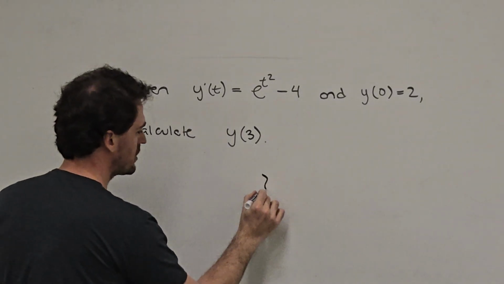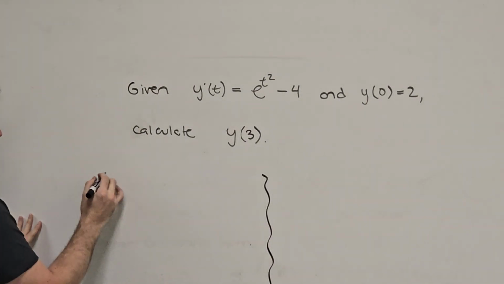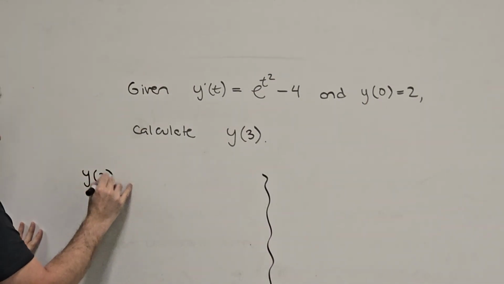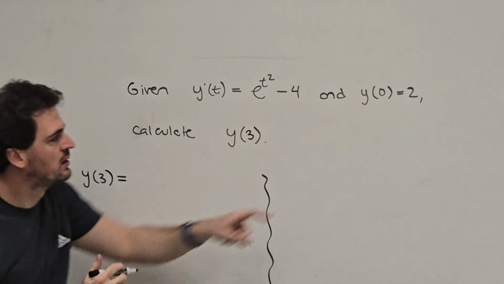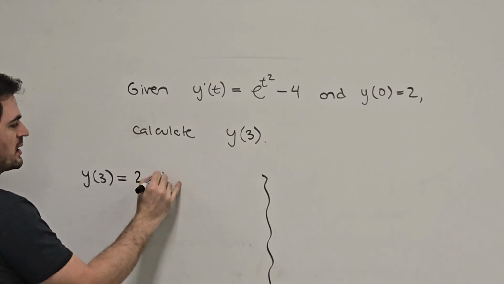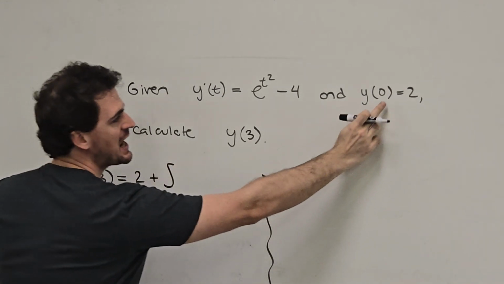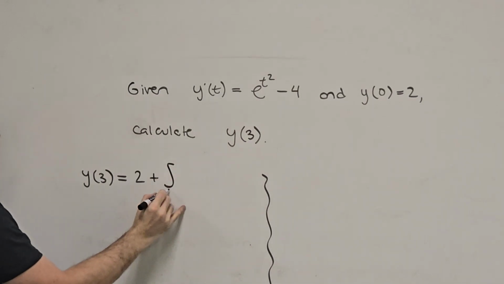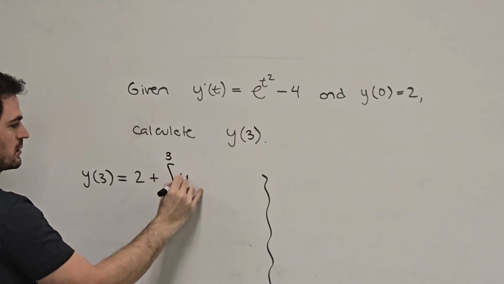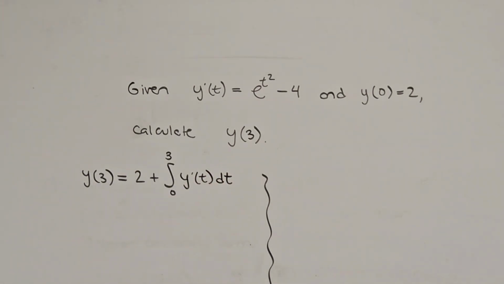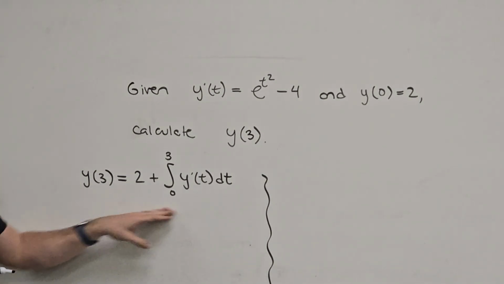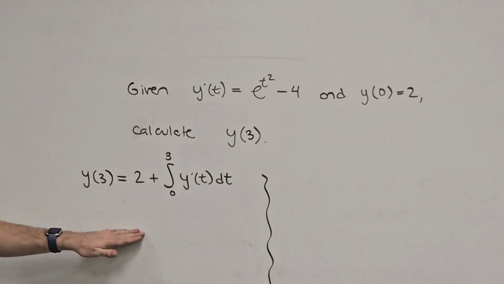So two schools of thought here. I'm going to think that y of 3 is going to be wherever I started plus how much did I change from t equals 0 to t equals 3. You think back to Calc 1, I'm like, okay, that's right. The idea of the definite integral was it represented net change. So if I want to show how much I've changed, that's your definite integral from 0 to 3.